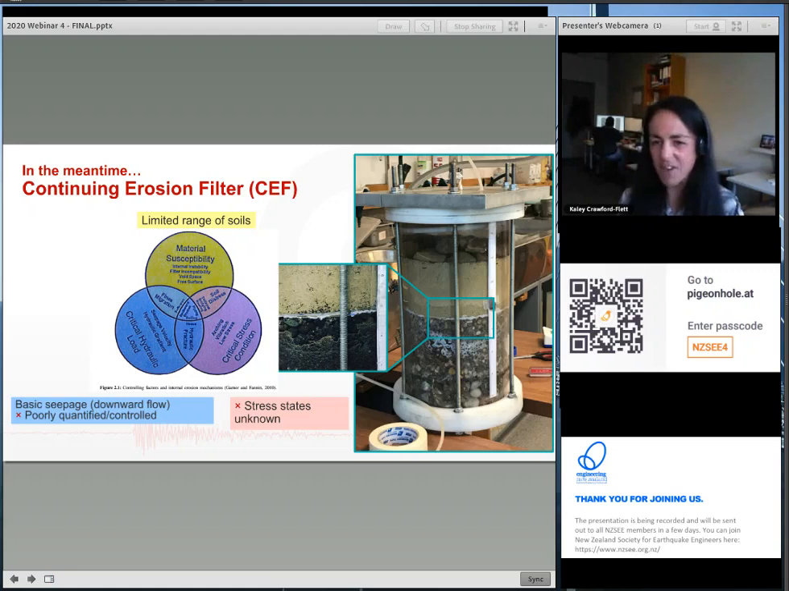We can test a limited range of soils. We can't throw any really large particles into that 240mm device. The stress states are known. We compact at optimum moisture content and hope for the best. And again, seepage in a downward flow configuration is not that well quantified or controlled. It's a fairly limited test. And Foster and Fell in 1999 first put this test together, and it's pretty much what state of practice dam engineers use to assess filter compatibility.